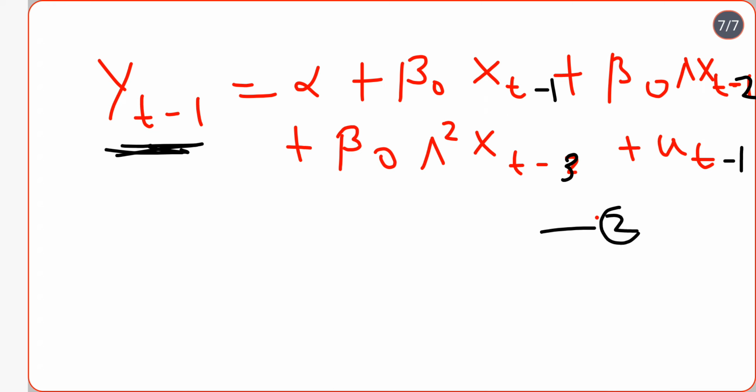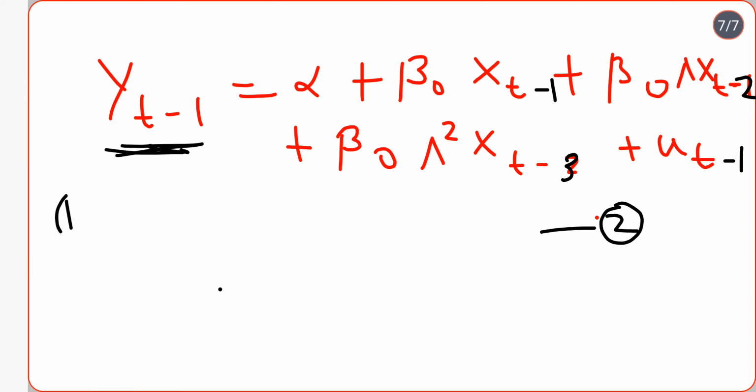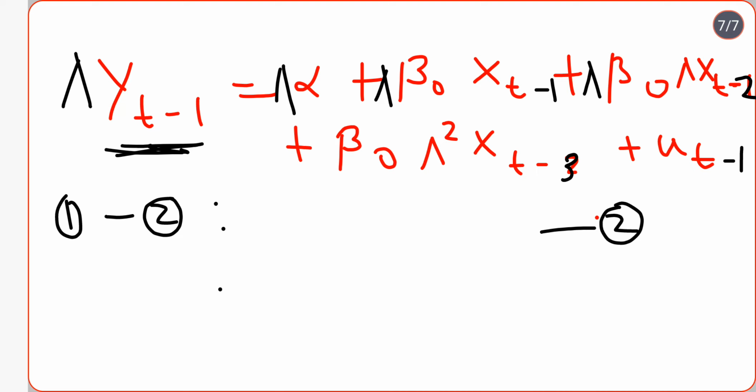Now suppose this is our equation 2, and we will just subtract equation 2 from equation 1. But before subtracting, we are going to multiply lambda with equation 2. Obviously we are going to multiply lambda on both sides, so it will be lambda alpha, lambda beta 0 xt minus 1, lambda beta 0 xt minus 2.